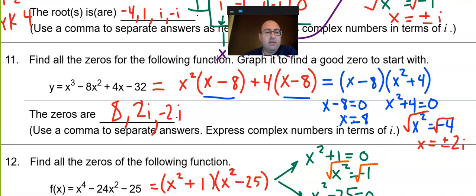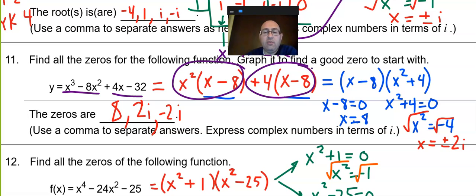Question 11, find all the zeros of the function, graph it to find a good 0 to start with. Well, I happen to notice that I didn't even need to graph it, right? Because I noticed that I could do the grouping idea. Took an x squared out of the first one, that gave me x minus 8. Took a 4 out of the second one and got x minus 8. Now I can look at this chunk and this chunk.